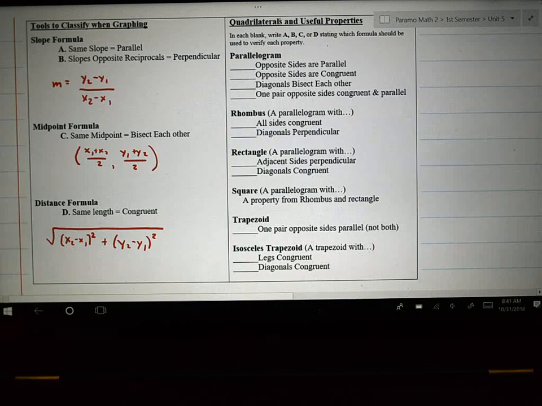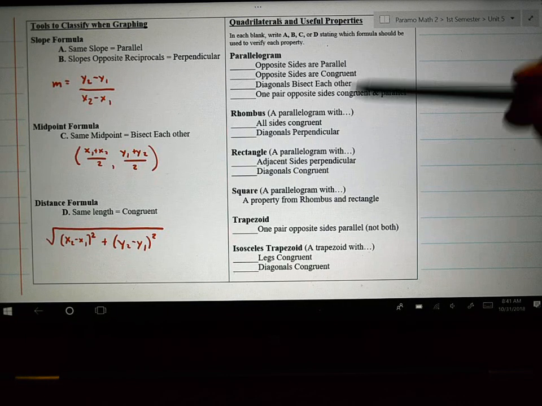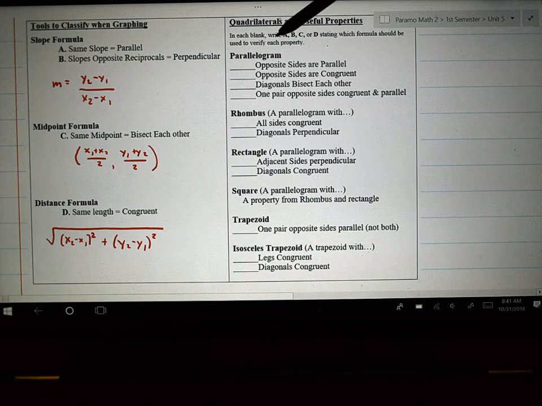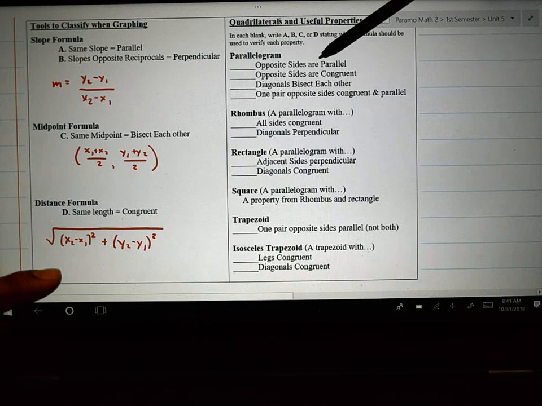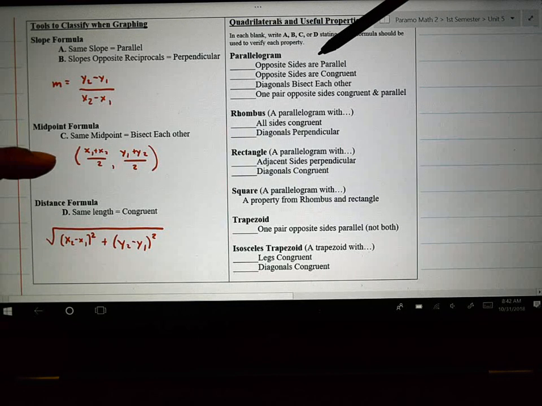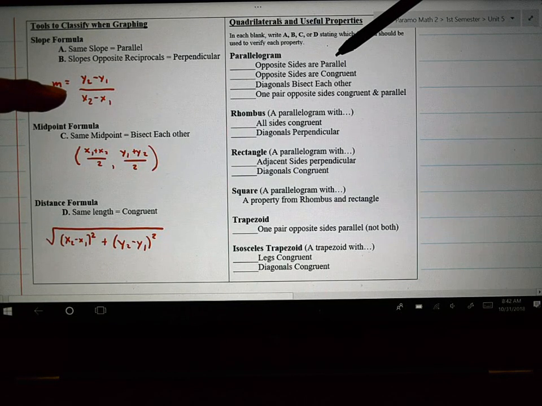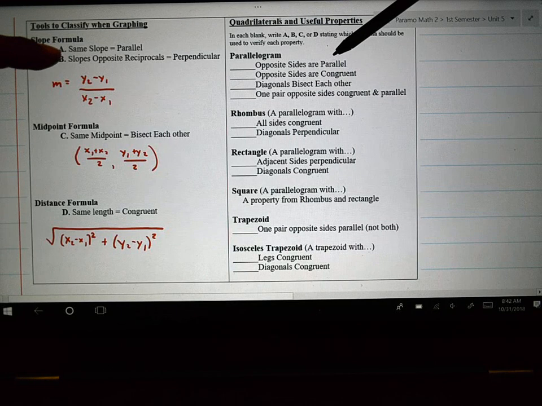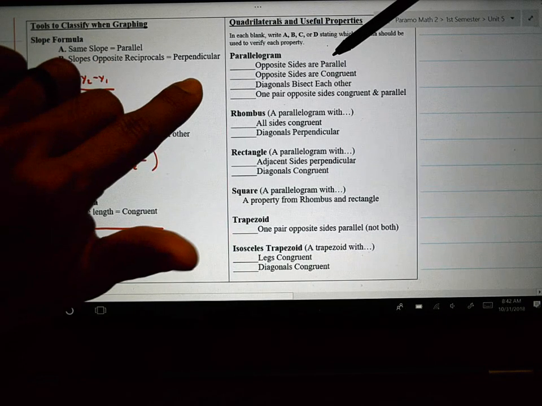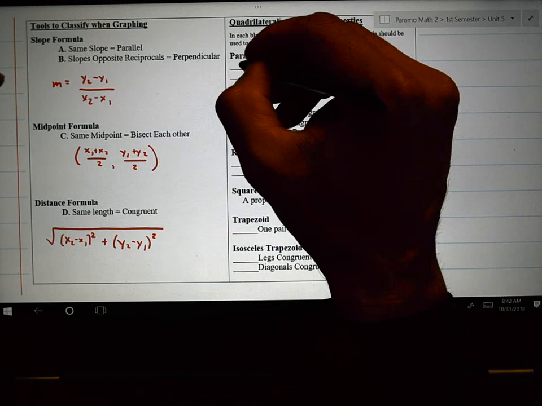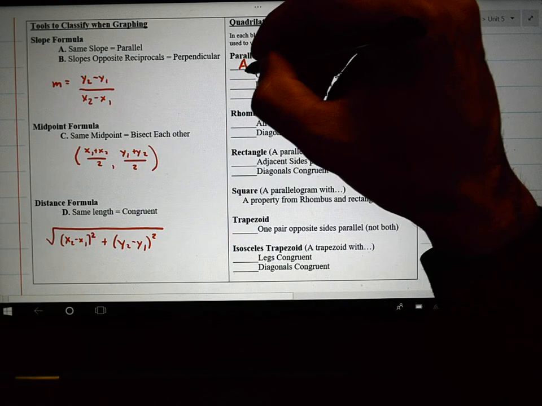And then what we're going to do here is fill in this chart together. It says, in each blank, write either A, B, C, or D, stating which formula should be used to verify the property. If we have a parallelogram has opposite sides parallel, would I use the distance formula for that? No. Would I use the midpoint formula for that? No. Would I use the slope formula because I'm talking about parallel? Yes. Now, am I going to use A, same slope, or B, opposite reciprocals for perpendicular? I'm going to use A. That's what goes right there. Pretty simple.